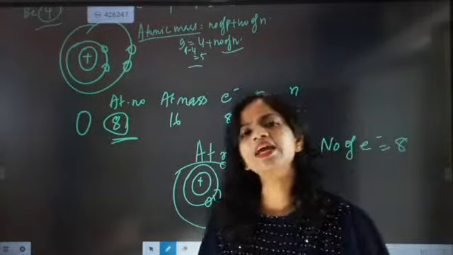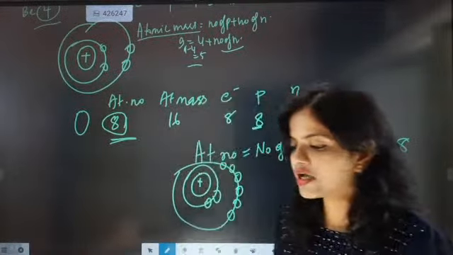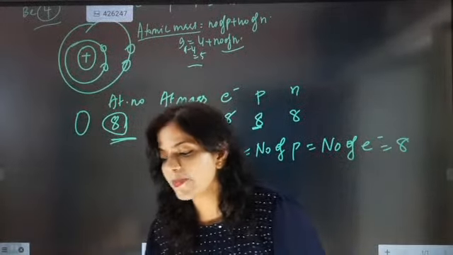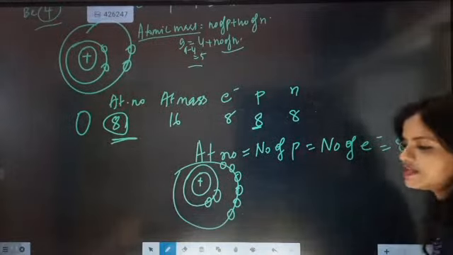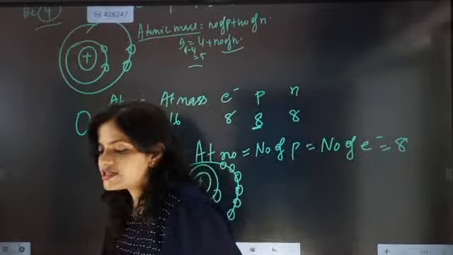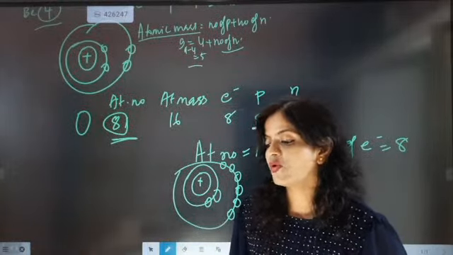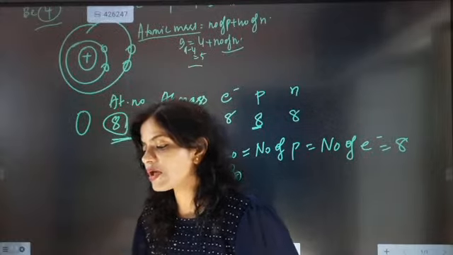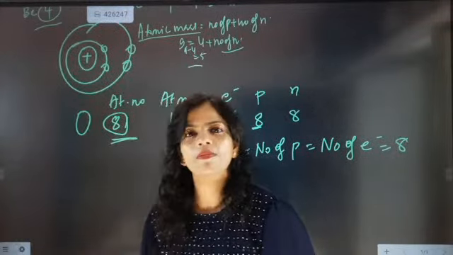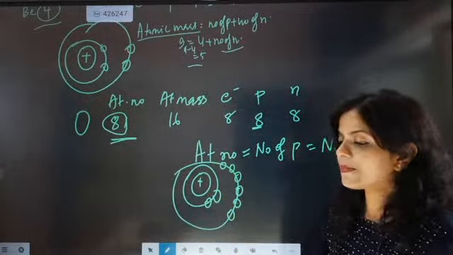Now, what is the capacity of the second orbit? Quickly tell me. I want Kanishka to tell me what the capacity of the second orbit is, beta. What is the maximum capacity of the second orbit, Kanishka? Very good, Keshav. What is the maximum capacity, Kanishka? Second orbit capacity, beta.